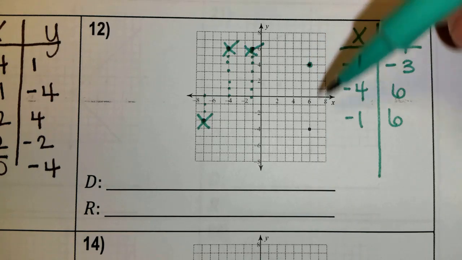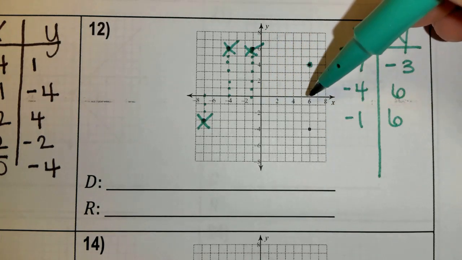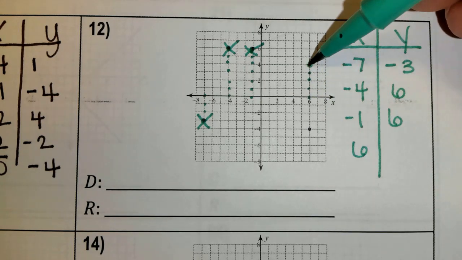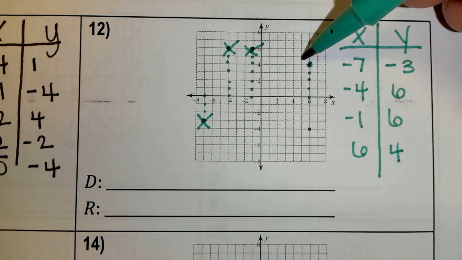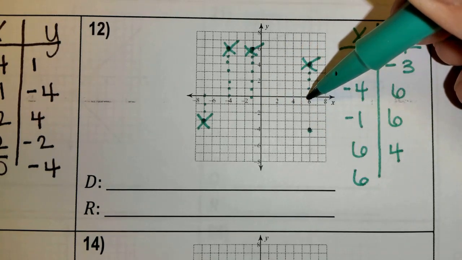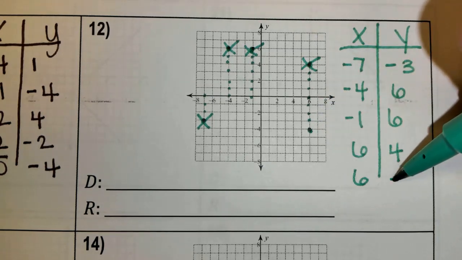Now, doesn't matter because they're both the same. So I go over 6, up 1, 2, 3, 4. So I did that one, and then my last one, over 6 again, and down 1, 2, 3, 4.